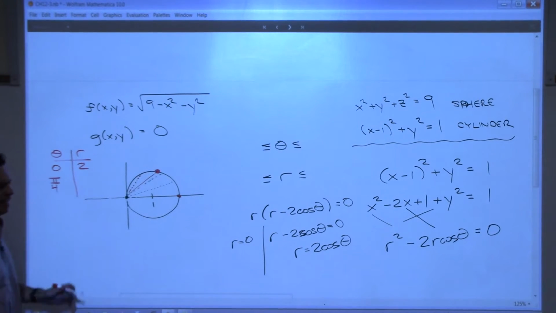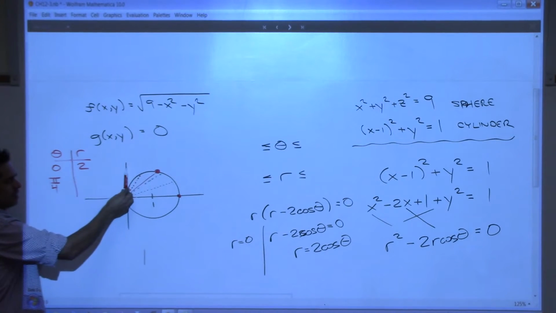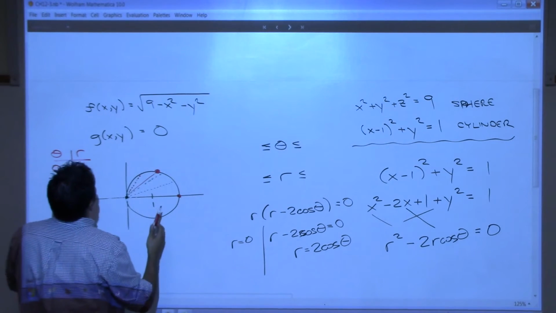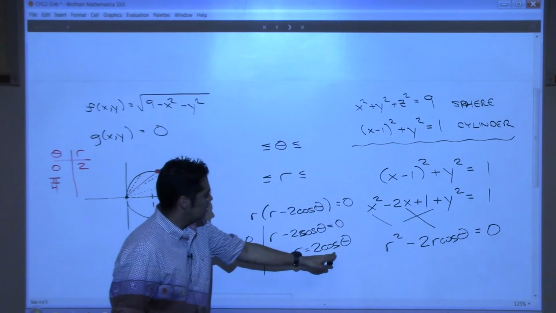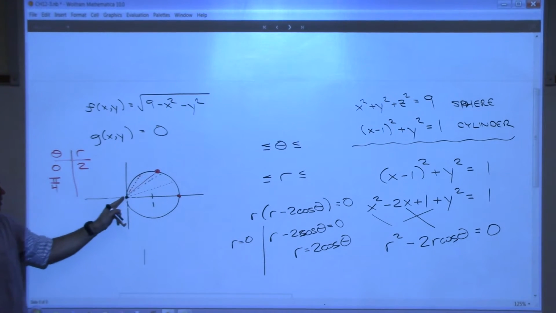What would happen, and this is kind of an absurd case, if my angle is pi over 2? So I'm aiming straight up and I'm saying, okay, how far do I walk out? Cosine of pi over 2 is 0, so it says don't go anywhere. So guess where you are? Right here. Got it?